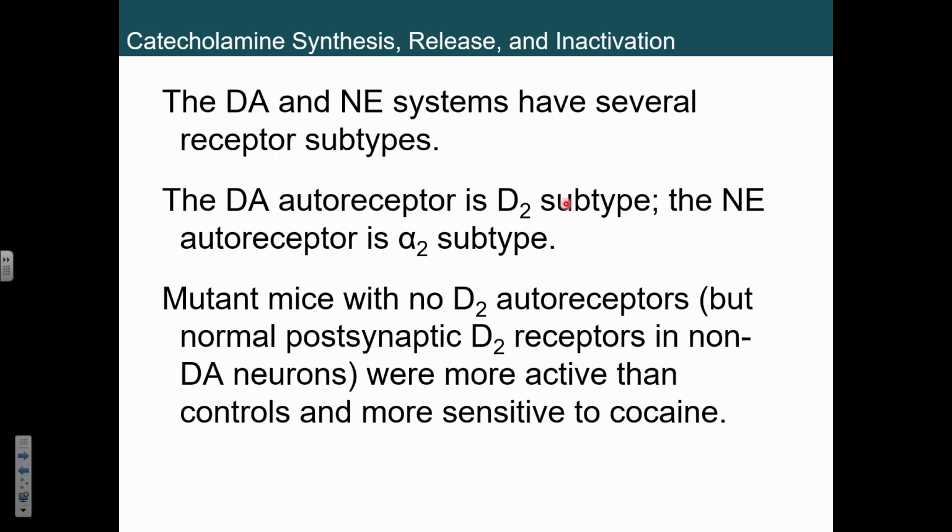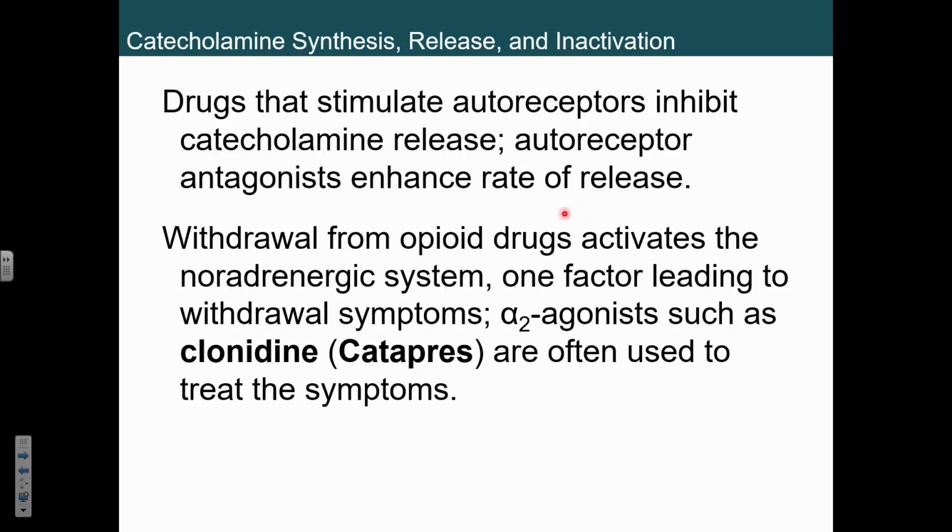They're just saying, well, if they don't have these autoreceptors, then here's the result that we've got, and that's how it's playing a role. Did that make sense? So again, if you stimulate autoreceptors, you inhibit release, not a big deal. Withdrawal from opioids will actually activate your noradrenergic system, right? And so there are drugs that we will give to folks that are agonists for those autoreceptors, so they kind of help that process along.